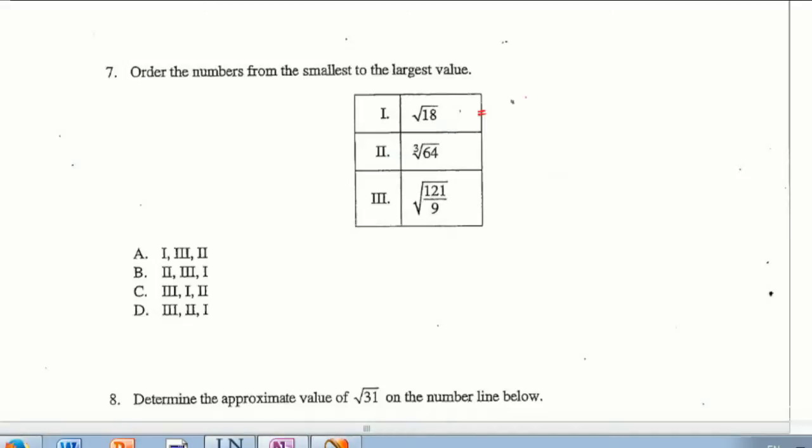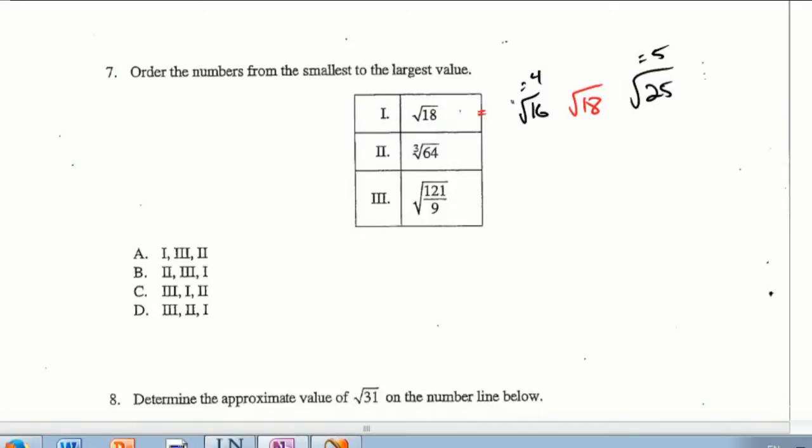I don't know. But I do know that there are perfect squares on either side of 18. So if I had 4 times 4 is 16, so the square root of 16 is going to be equal to 4. And then square root of 25 is equal to 5. So what is that closer to? Is 18 closer to 16 or is 18 closer to 25? I'm going to say 18 is a little bit closer to 16.